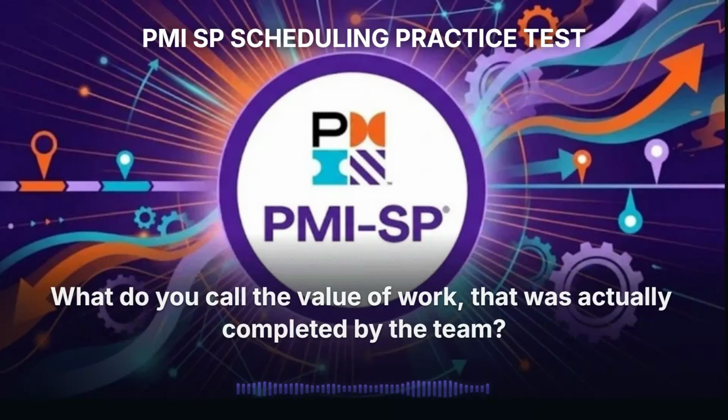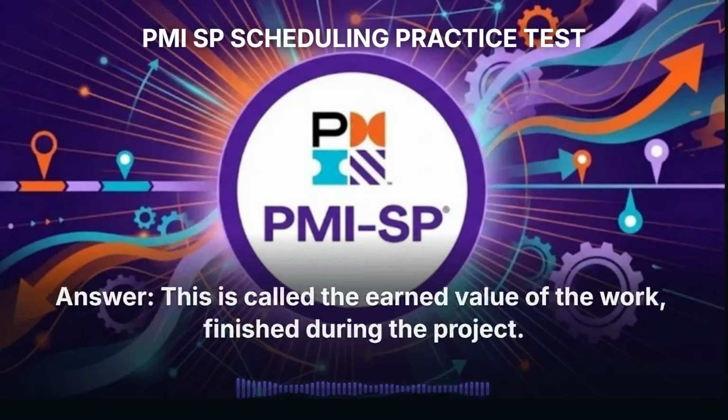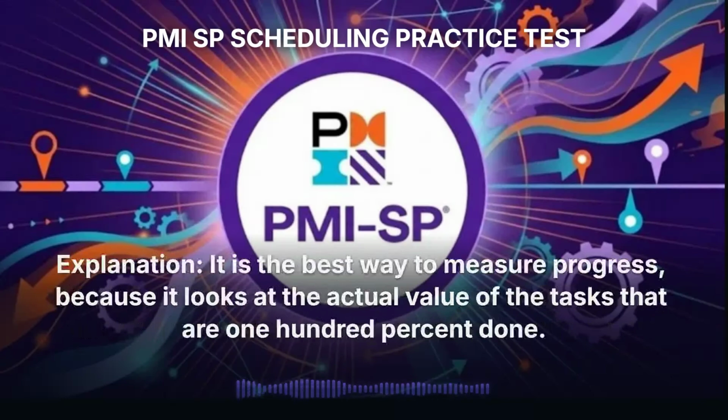17. What do you call the value of work that was actually completed by the team? This is called the earned value of the work finished during the project. It is the best way to measure progress because it looks at the actual value of the tasks that are 100% done.